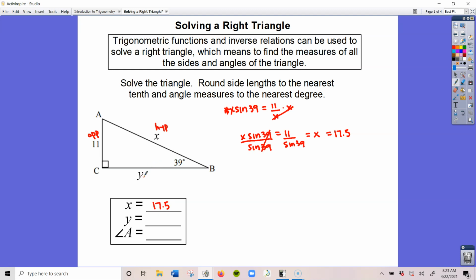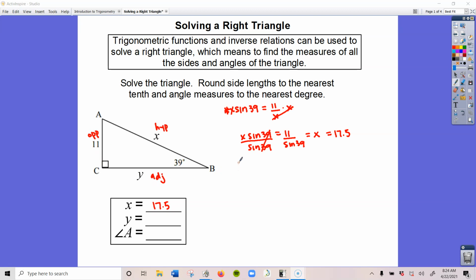Now, we're going to solve for y. Y is the adjacent side. So I have here the adjacent and I have the opposite. Or you can use the adjacent and the hypotenuse since now we have that x is equal to 17.5. Whichever way you choose to do it is acceptable. I'm going to choose to use the 11 just because it's not a rounded number, so I'll get a more precise answer. So I'm going to use the opposite and adjacent.